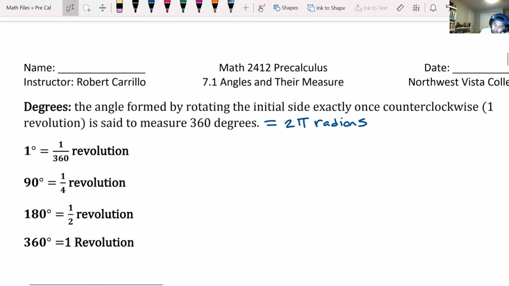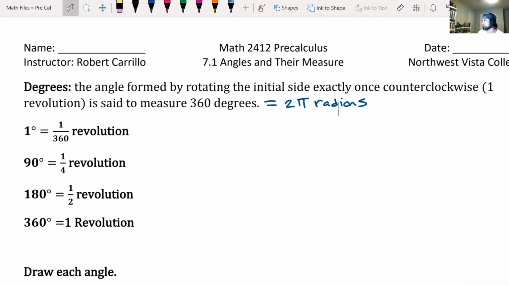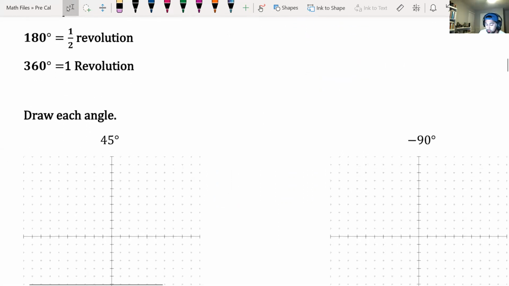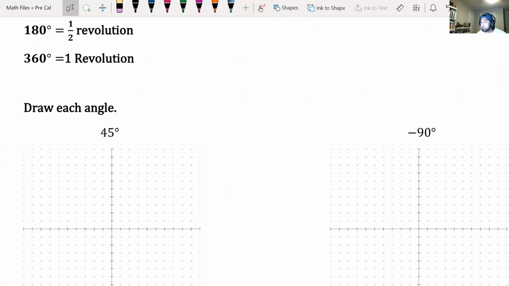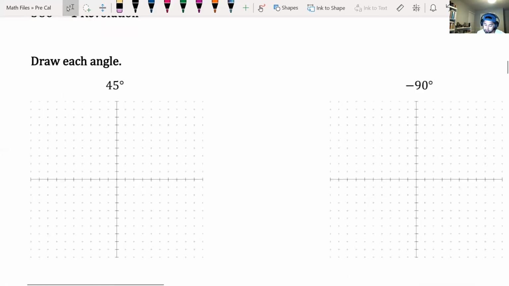Okay. 1 degree is, of course, 1/360th of a revolution. 90 degrees is a quarter revolution. 180 is half, and 360 is 1 whole revolution. Okay. So down below, we are just going to draw out the angles. Initial side, terminal side, and where do you think 45 degrees belongs?